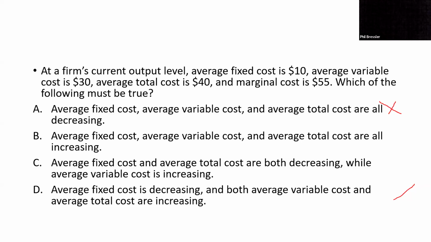If the marginal cost is greater than the average, think of if the average is 40 and the next unit is 55, what's that going to do to the average total cost? It has to raise it, right? And if the average variable cost is 30 and the cost of the last product was 55, it's got to raise that average. So both those averages have to be going up, and average fixed cost is always going down. Does that make sense to you?